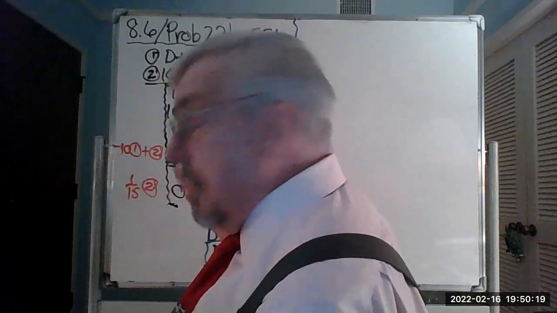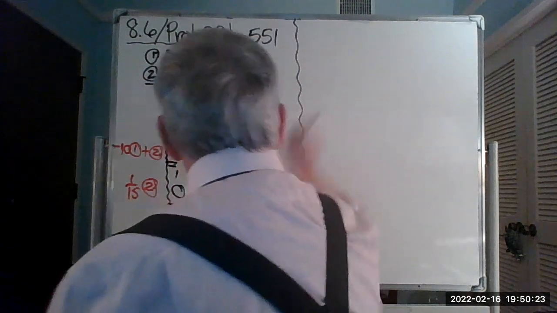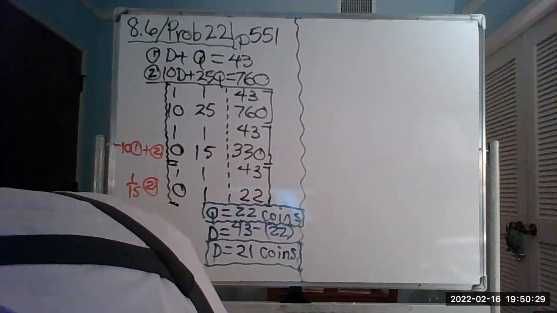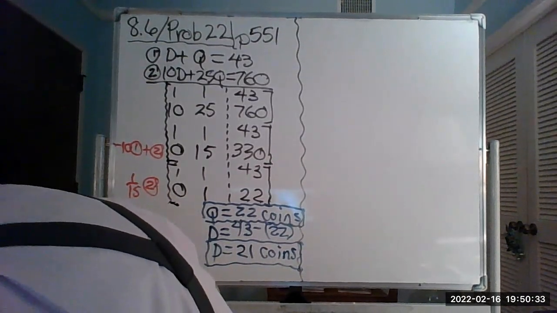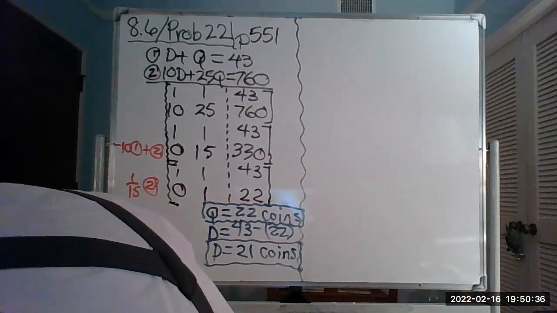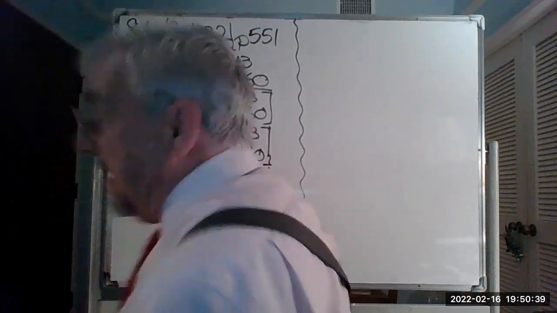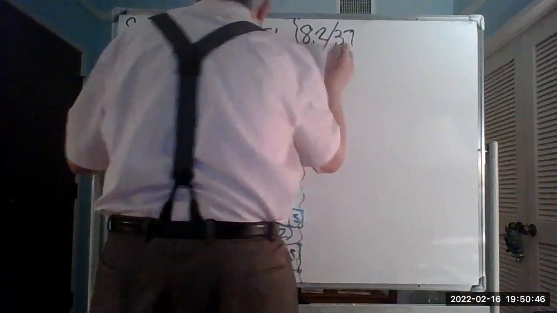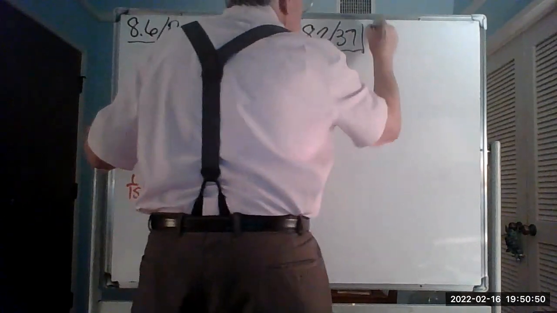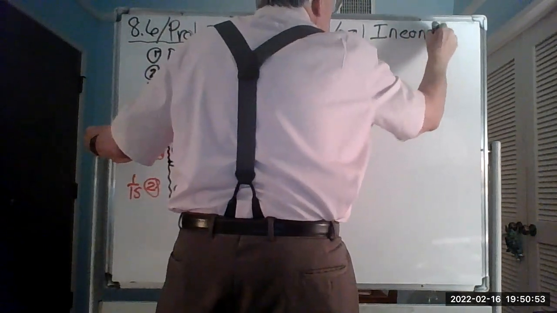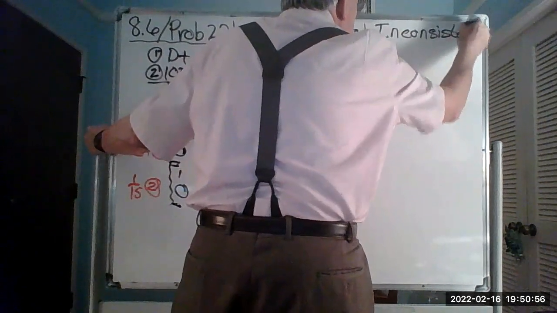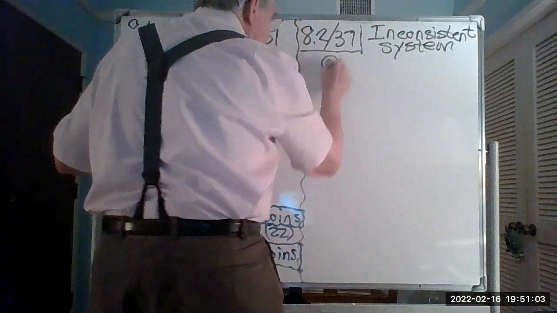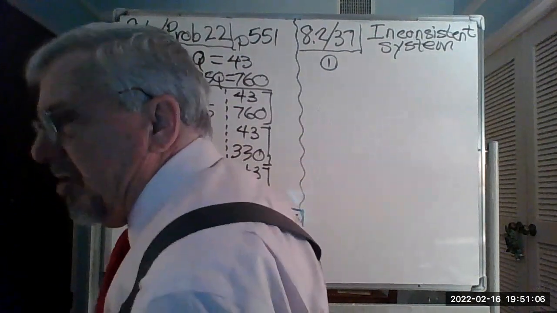Any questions on this one? Okay, good. So let's do over in this column right here. I'm going to do 8.2, number 17. No, let's do an inconsistent first. So I'll do 8.2, number 37, which is an inconsistent system. Now, you don't know it's an inconsistent system. So I'm going to write it down right here. But again, they're 2x2s to keep it simple.